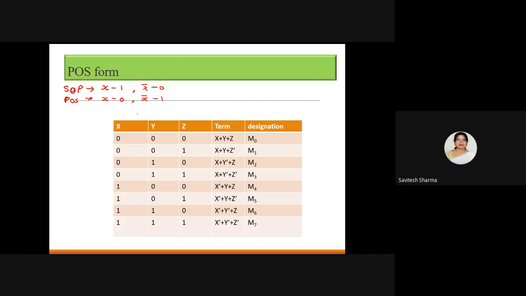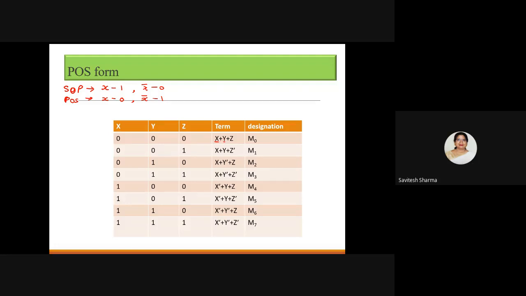Okay, now see how to write the max term. For the combination 0 0 0, as I said, x is 0, which means if it is 0 you will take the true signal. So x is 0, you write x, y is 0, you write y, and z is 0, you write z, but now you connect these x, y and z with a plus sign.